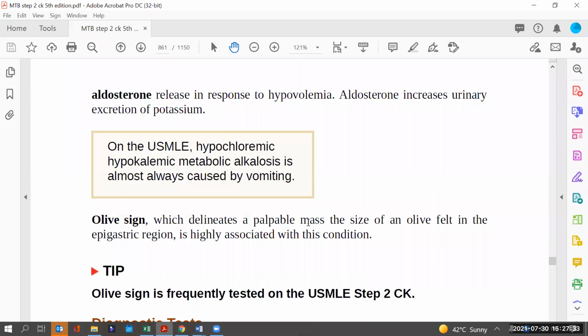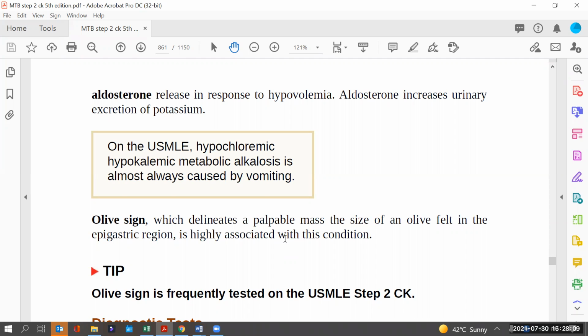Now, olive sign, that's again very important. Like in intussusception, we have just read that the sausage mass is appreciable in the right upper quadrant. Whenever there is pyloric stenosis, you are going to see the olive sign. Olive sign, which delineates a palpable mass, the size of an olive felt in the epigastric region, is highly associated with these children. So whenever you can appreciate an olive-size mass, especially in the epigastric region, you can always think about pyloric stenosis. So whenever olive mass is mentioned, pyloric stenosis should come to your mind.